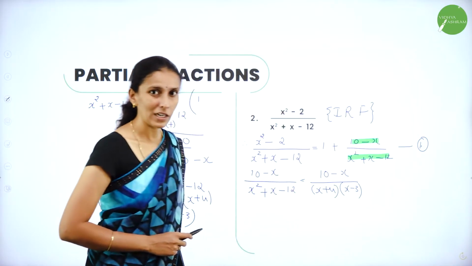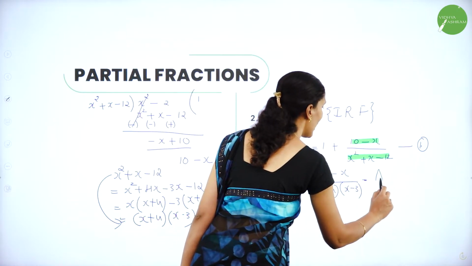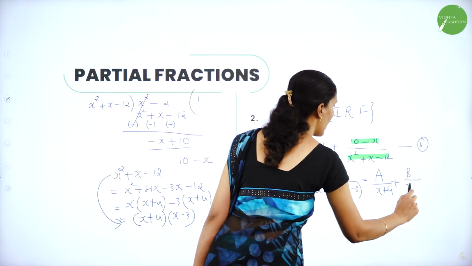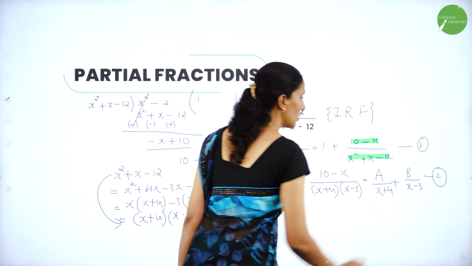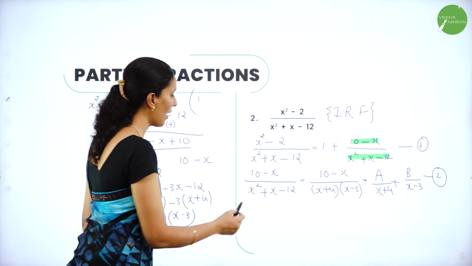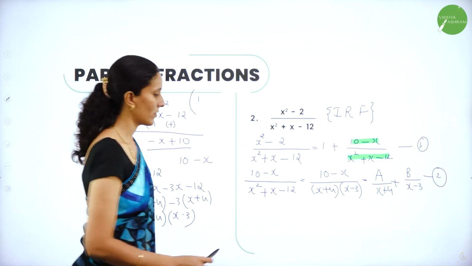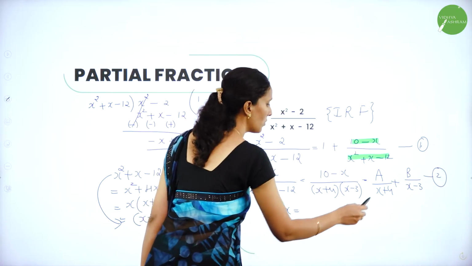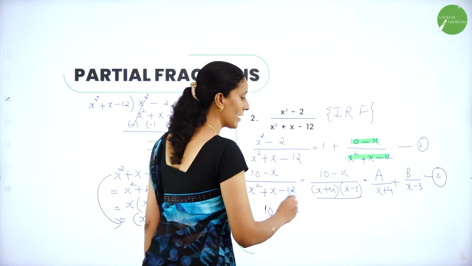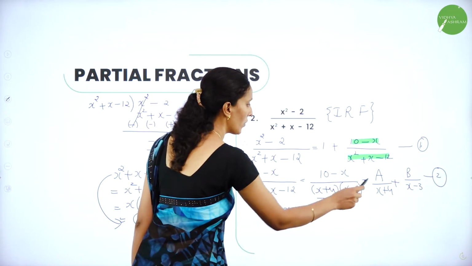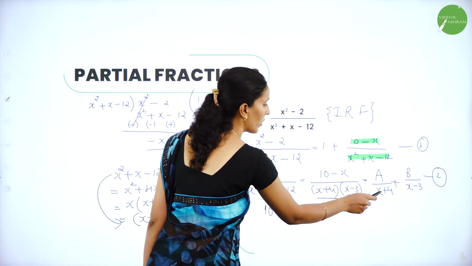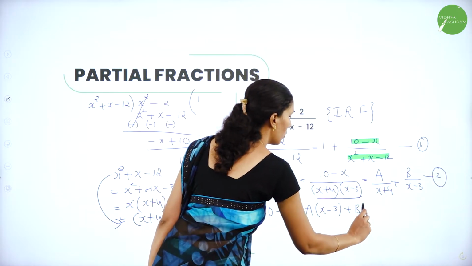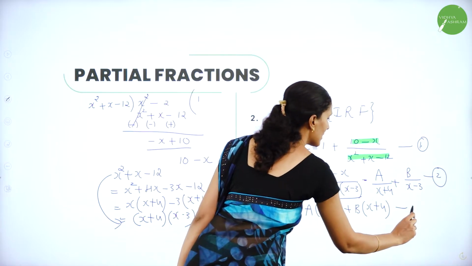When you have two different linear factors, you can write it as a divided by x plus 4 plus b divided by x minus 3. Take this as equation 2. Now just equate only the numerator after multiplying with x plus 4 and x minus 3. So you will get 10 minus x is equal to, when you multiply with x plus 4 into x minus 3 on both left hand and right hand side, x plus 4 gets cancelled for a. You are left with only x minus 3. Similarly for b, you will get x plus 4. Take this as equation 3.